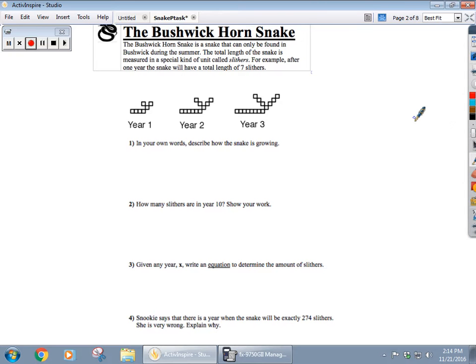So if we count it in year 1, we can see that there is 4 plus 3. That's going to be a total of 7 slithers. Similarly, in year 2, if we count this, there's going to be 6 on the bottom, and then looks like 5 on the top. So that's going to be a total of 11 slithers. And if we count the next one, we're going to get a total of 15 slithers.